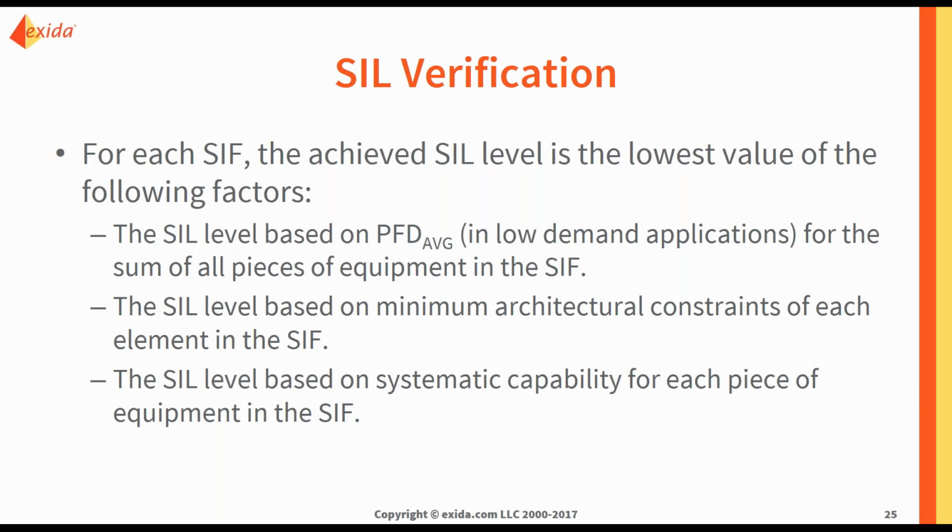So for each SIF, the achieved SIL is the lowest value of the following factors. You will have a SIL level based on the probability of failure on demand of each piece of equipment in your safety instrument and function. You will have a SIL level based on the minimum architectural constraints of each element in the SIF and based on the systematic capability for each piece of equipment in the SIF.